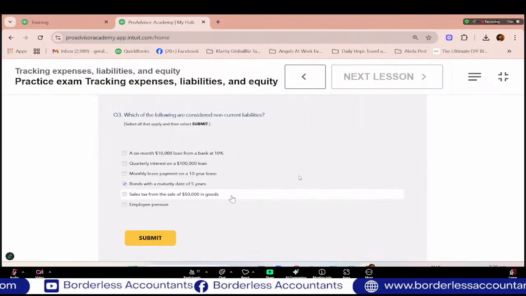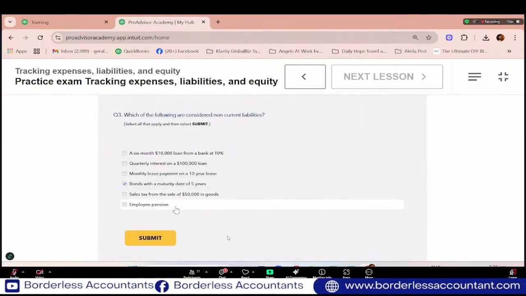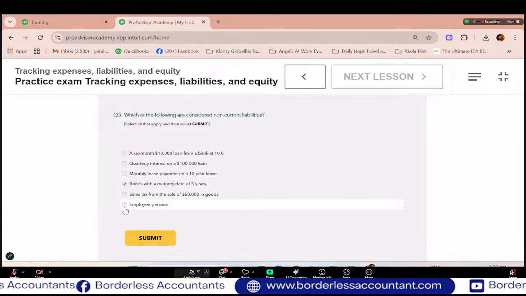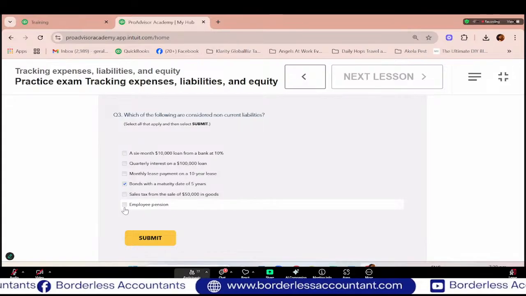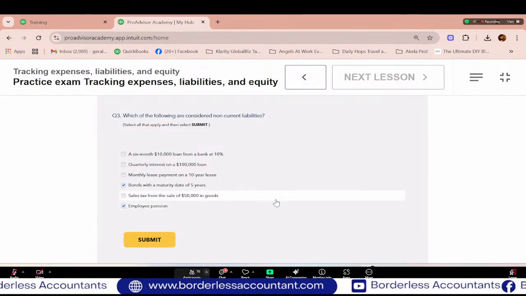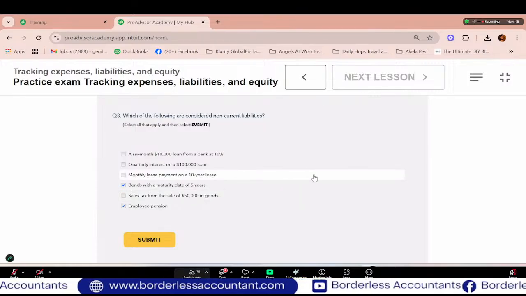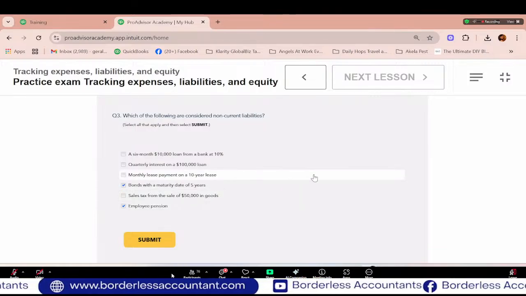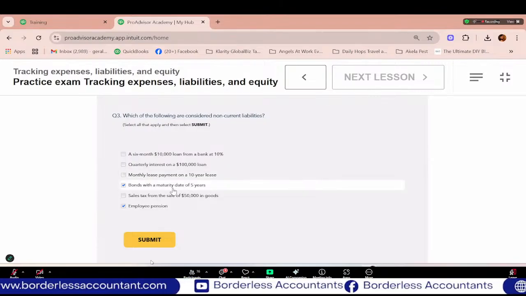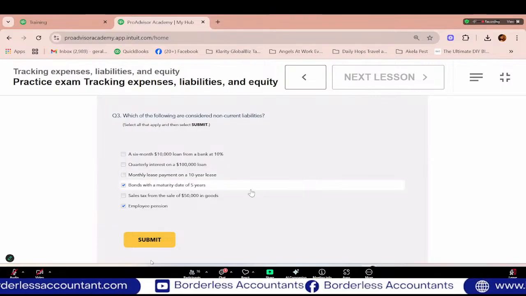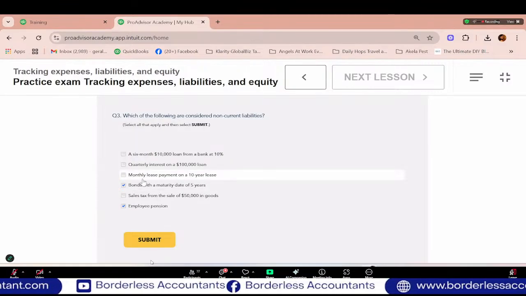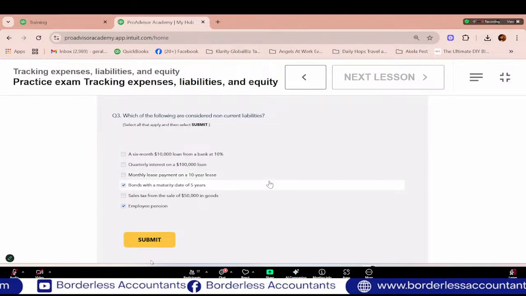F, employee pension. Employee pension is normally long term. So that's included. Monthly lease payment for a 10-year lease, that's a long time, yes. So the answers are C, D, and F.